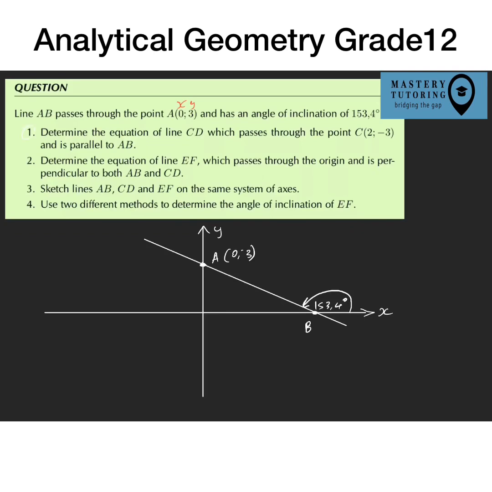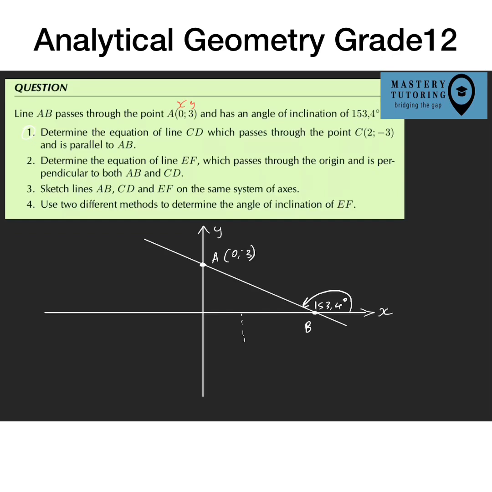It says determine the equation of line CD, which passes through the point C. We're given the coordinates of point C, which is 2 and minus 3. We have to represent this on the diagram. So now suppose this is the point 2 and point 3. Let's say they meet somewhere there. Let's say this is point 2.